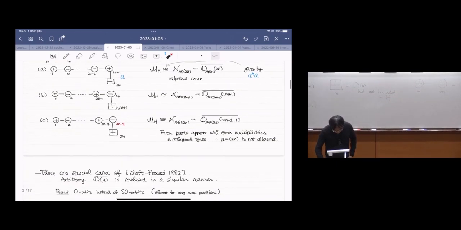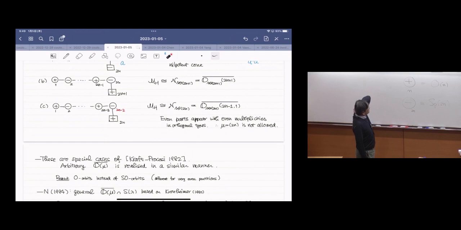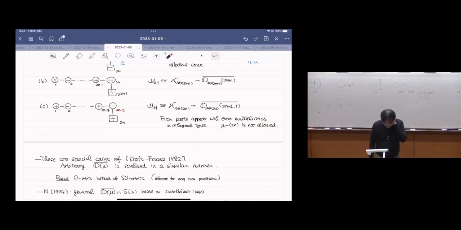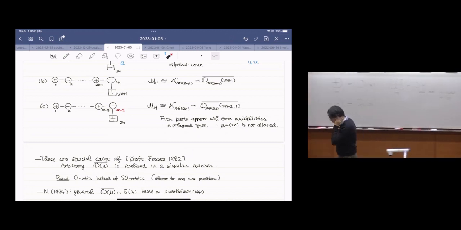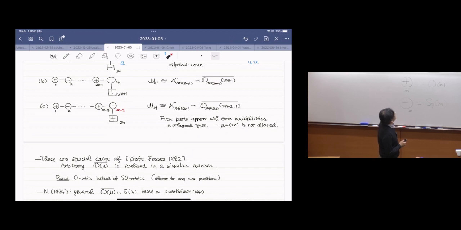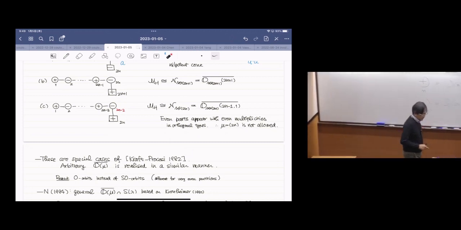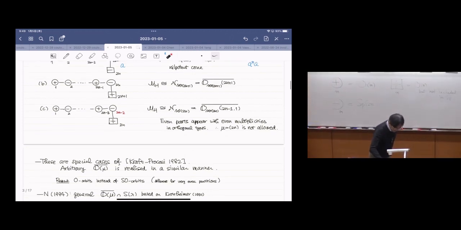And these examples are a special case of what Kraft and Procesi studied in 1982. So it's a long time, 40 years ago. And in fact, they realized all nilpotent orbit closures of the classical groups in a similar manner. Okay? And here you must be slightly careful.